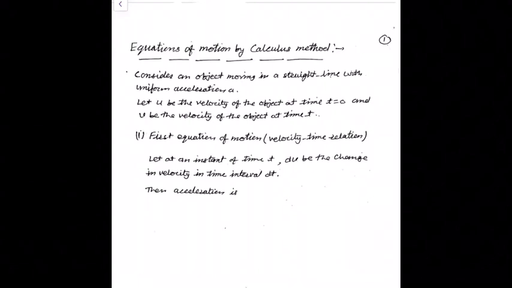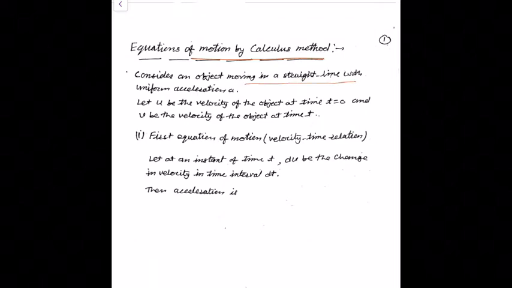Hello student, today we will start equations of motion by calculus method. Consider an object moving in a straight line with uniform acceleration a. Let u be the velocity of the object at time t equal to 0 and v be the velocity of the object at time t.